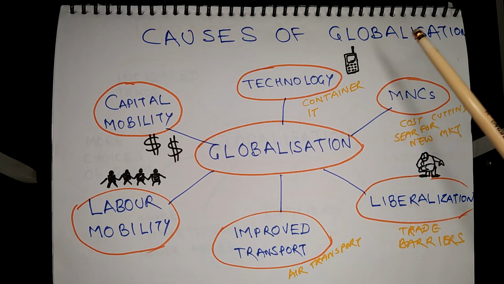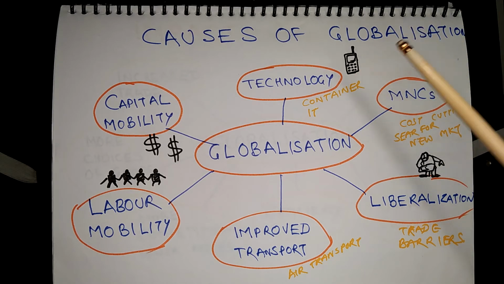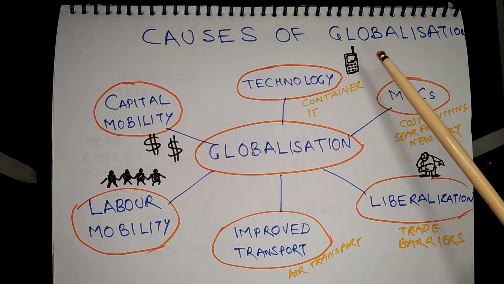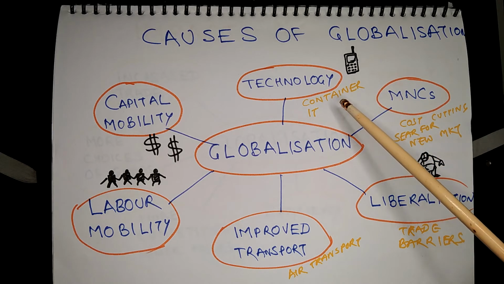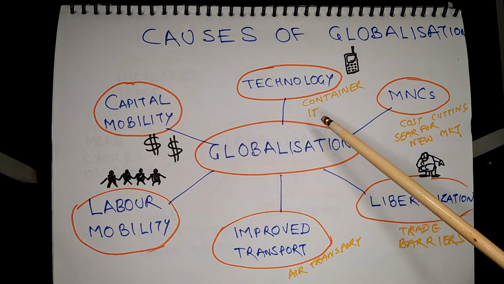Then the development of technology also played an important role in globalization. There can be many examples. I have taken two examples here. One example is the container.